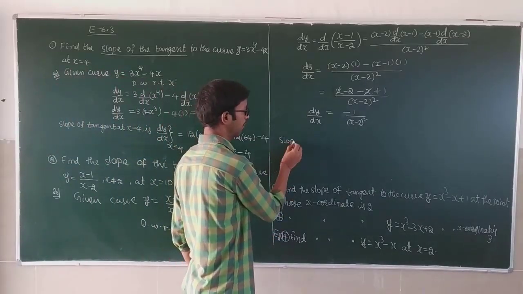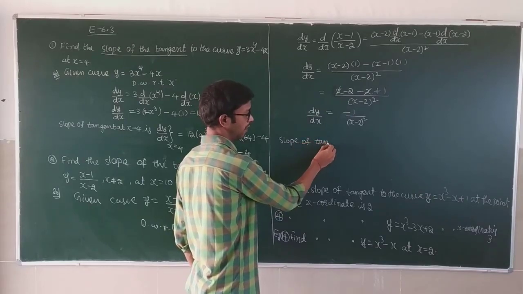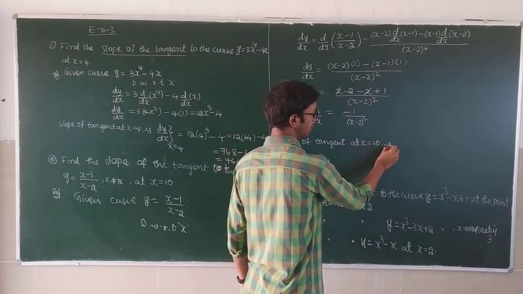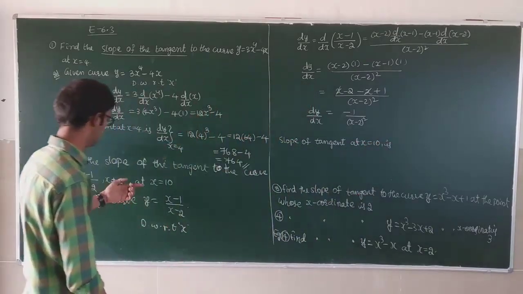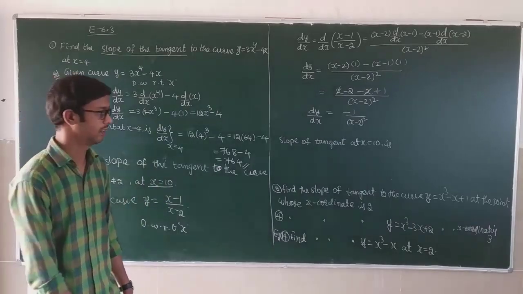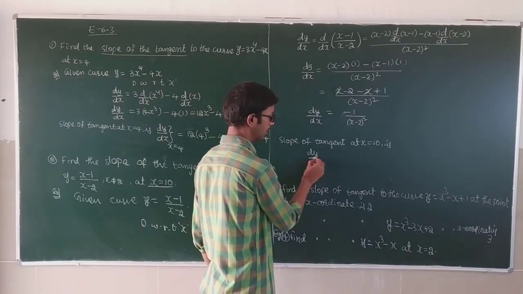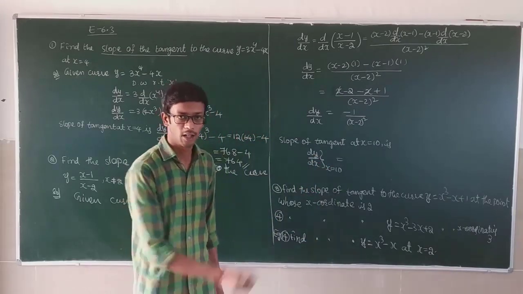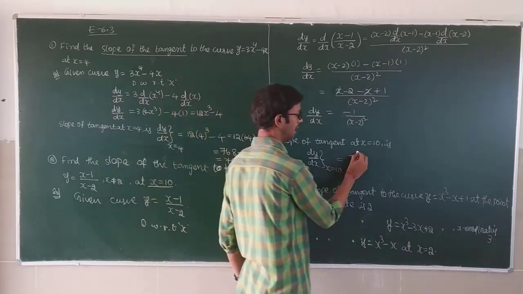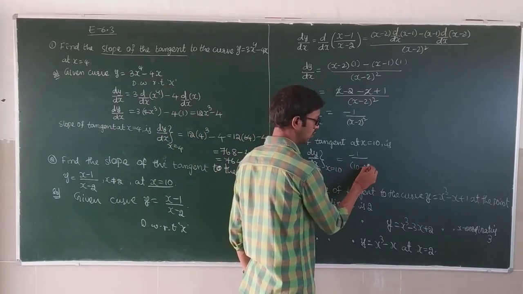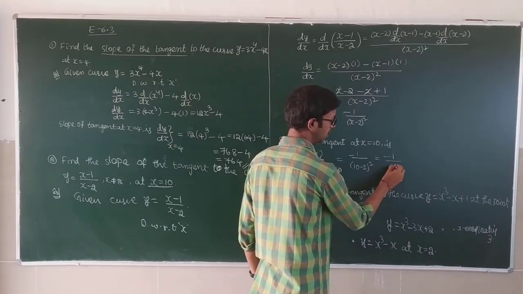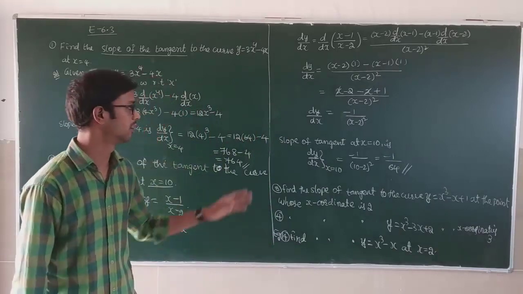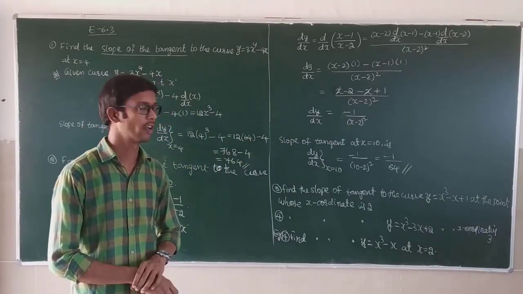Slope of tangent at x equal to 10 is what is asked. So dy by dx at x equal to 10 is, substituting the x value 10, minus 1 by (10 minus 2) whole square, which is minus 1 by 64. 10 minus 2 is 8, and 8 square is 64. This is the slope of the tangent at x equal to 10.